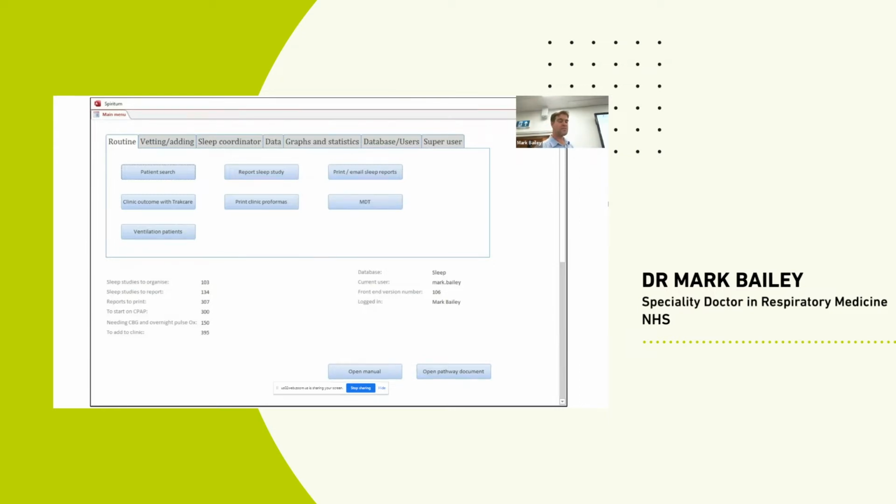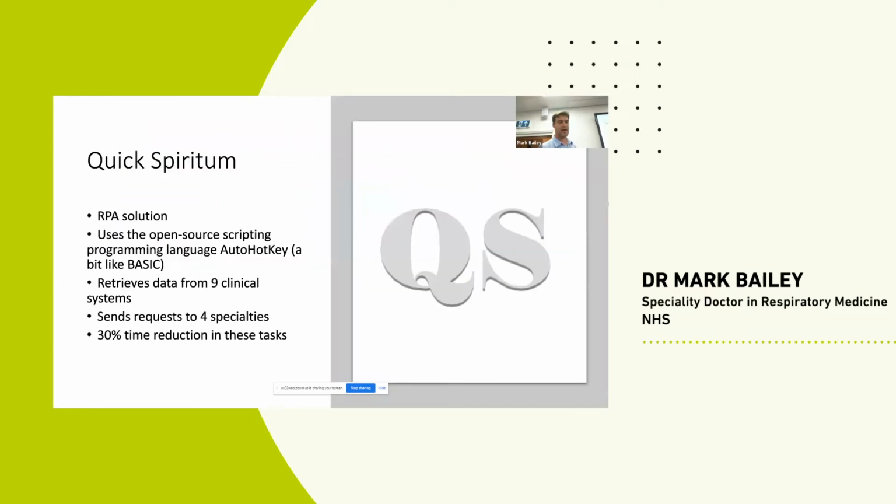Now, as I mentioned, Spiritum had robotic process automation in it. And actually, it was quite exciting. We thought, well, actually, can we take what we learned from that and automate other processes? So we did. And the RPA was built in AutoHotkey. It's a bit like BASIC. It's easy to learn, and it's an open source scripting language. And we built it to get data from 9 different clinical systems.